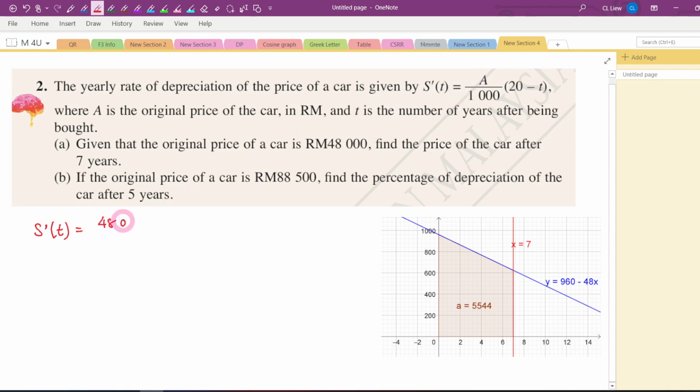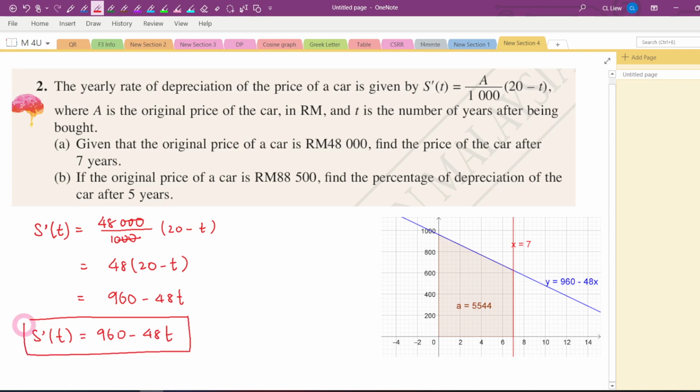A is equal to 48,000 over 1,000 times 20 minus T. Okay, so this is equal to 48 divided by 1,000 divided by 1,000. This is 48 times 20 minus T. Okay, so this is 960 minus 48T. So this is the rate of depreciation for that particular car, which costs 48,000.